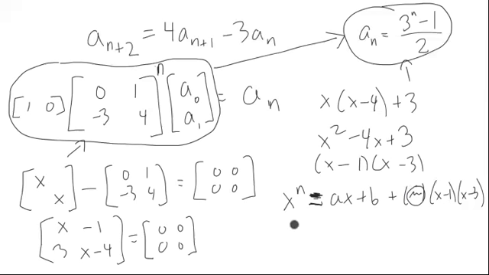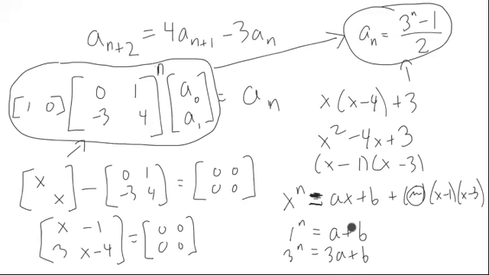And then we're just left with 1 to the n is equal to a plus b. Great. Okay, now what if we plugged in 3? We'd get 3 to the n is equal to 3a plus b. Okay, so we have 2 equations and 2 unknowns, and we can go ahead and solve that.